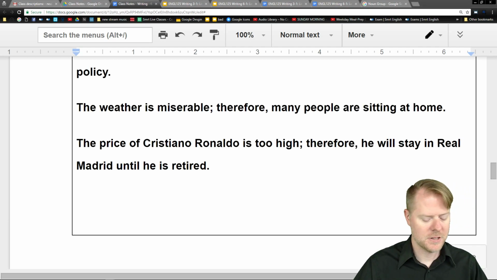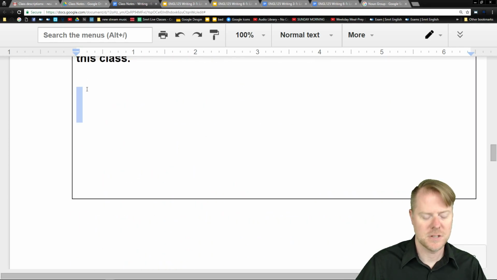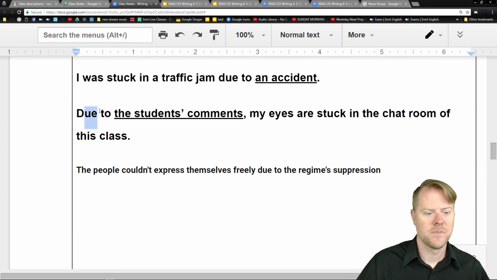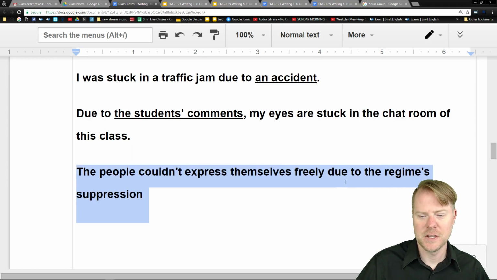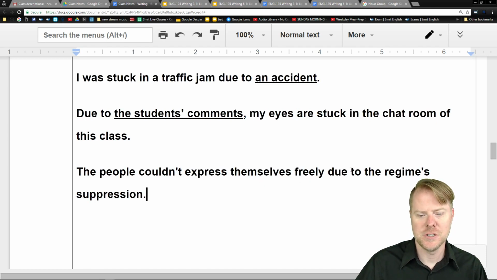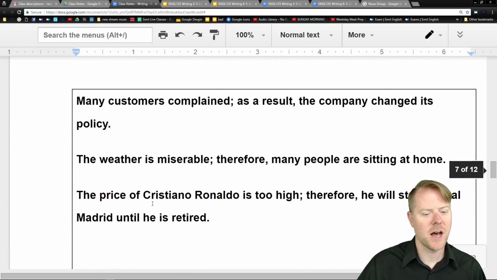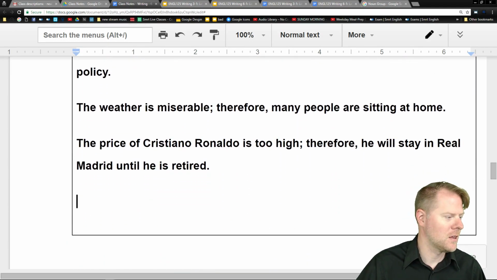Ilyas, your example goes up before with cause. It's a cause example. The people couldn't express themselves freely due to the regime's suppression. Because after due to, we just have a noun phrase. It's not two independent clauses.